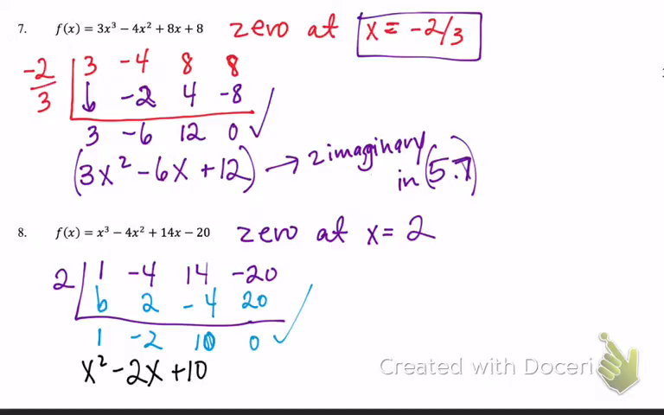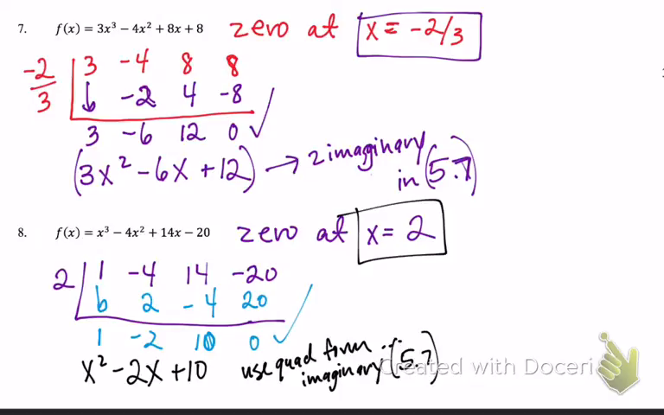And then you would need to use the quadratic formula, but it's going to be imaginary, so we will do that in 5.7. So we have a lot to look forward to. So for now, we're just finding the real roots. So the only real root would be at x equals 2.